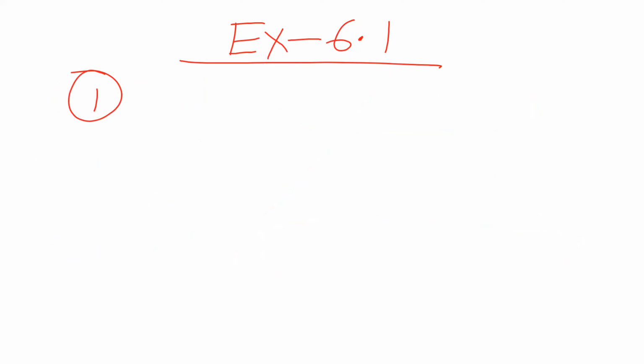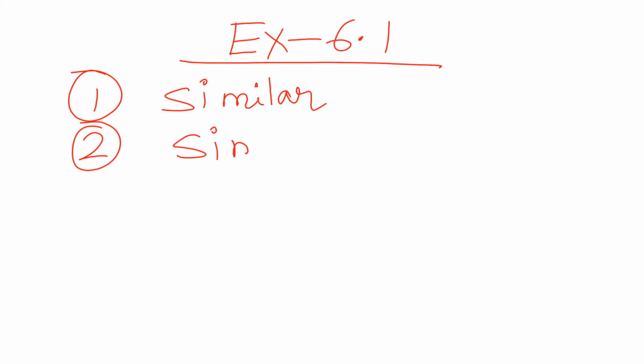So question is what? All circles are congruent or similar? Similar. Yes, all circles are similar. Right? If the radius is the same, then they will be congruent. Clear? Yes, sir. Now, second, all squares are again similar. Yes. If the length of the side is equal, then they are congruent.